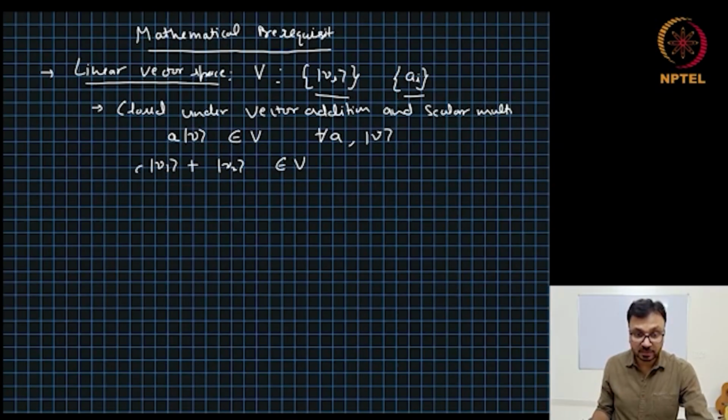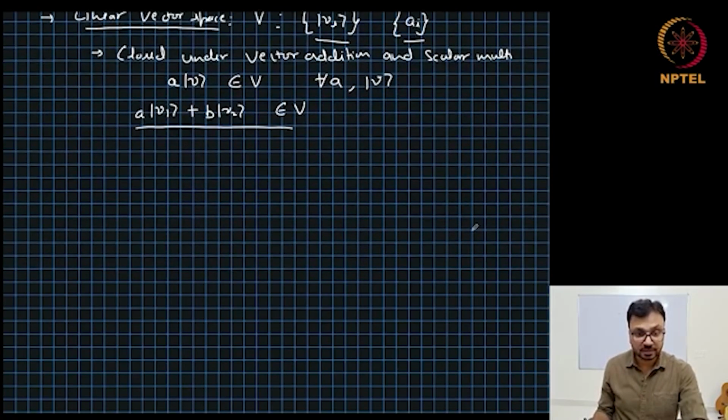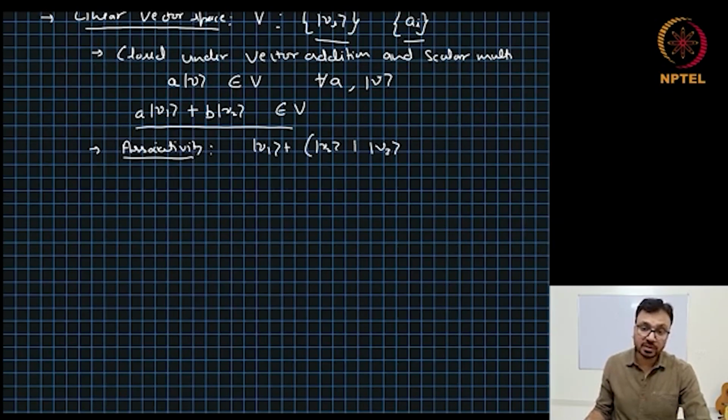So we can write one statement which contains both the conditions: a times V1 plus b times V2 should belong to the same set. This is what we mean by closed under vector addition and scalar multiplication. Further, associativity. If we have three vectors V1, V2, and V3, then it shouldn't matter in what order we add them, we should get the same outcome.